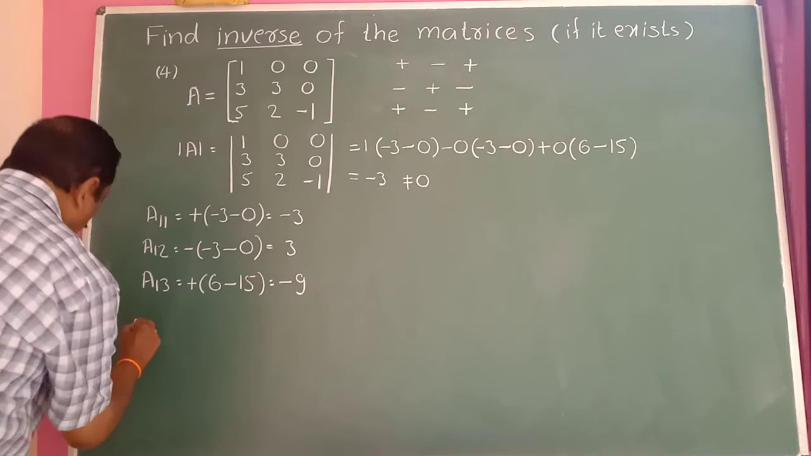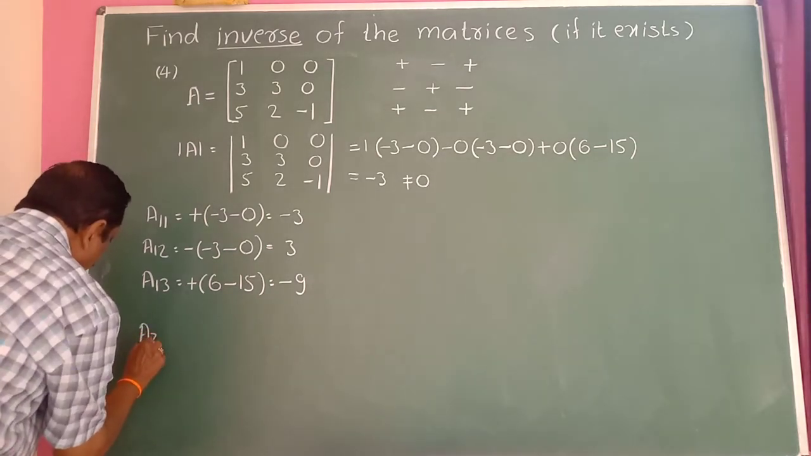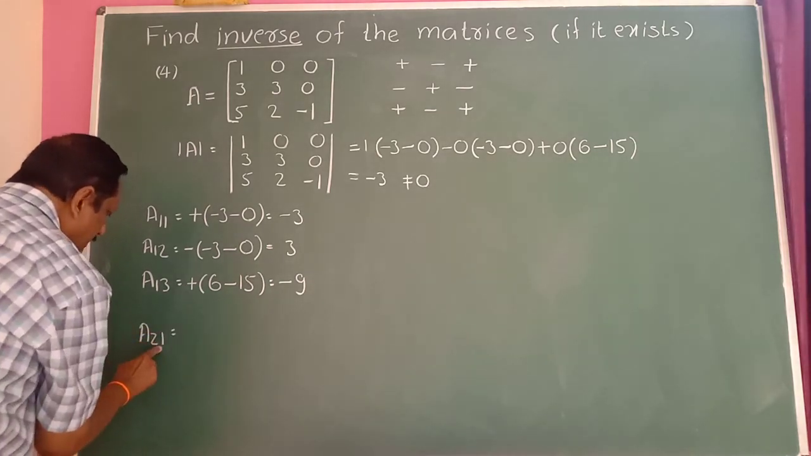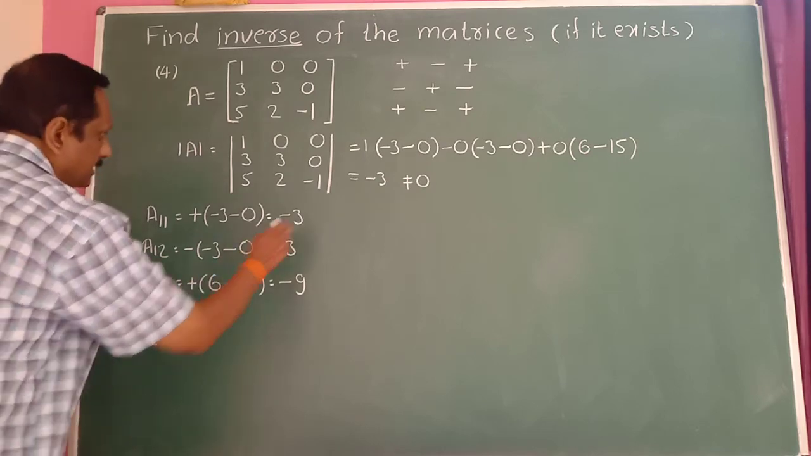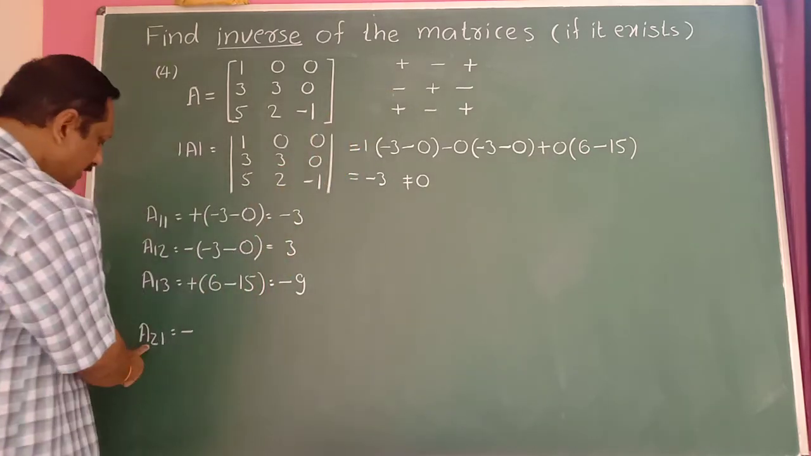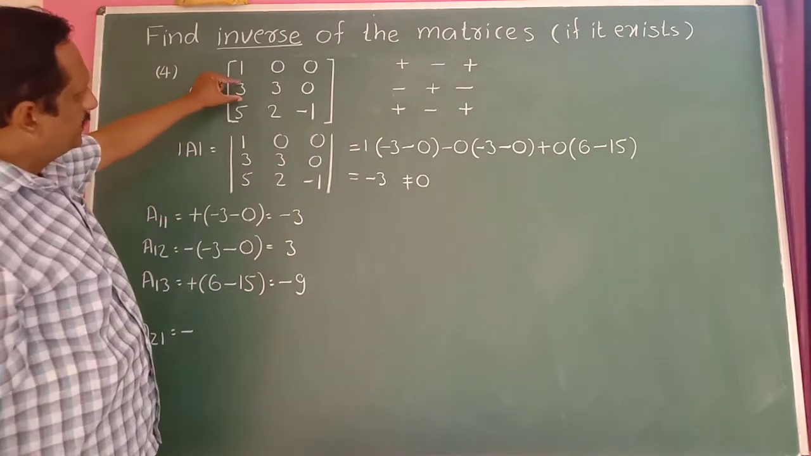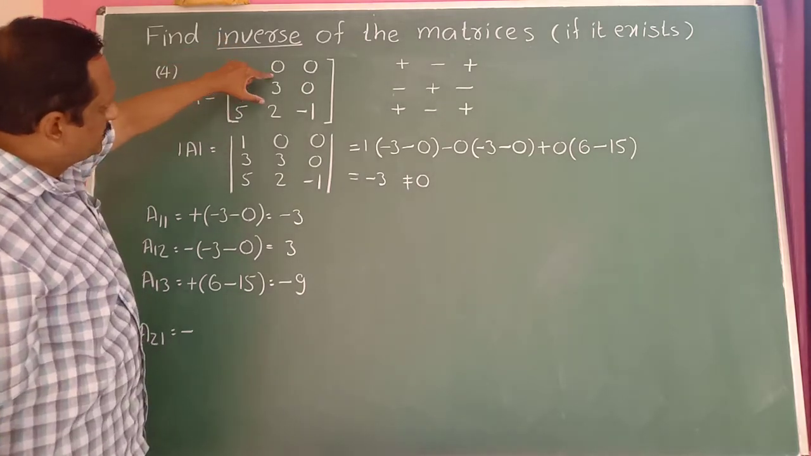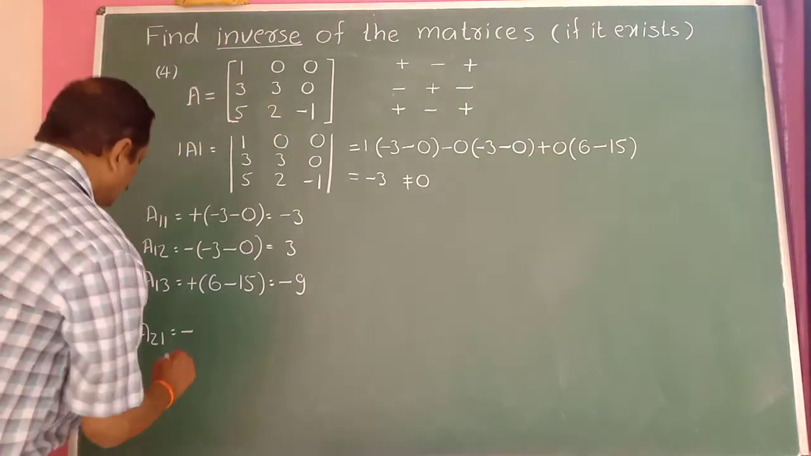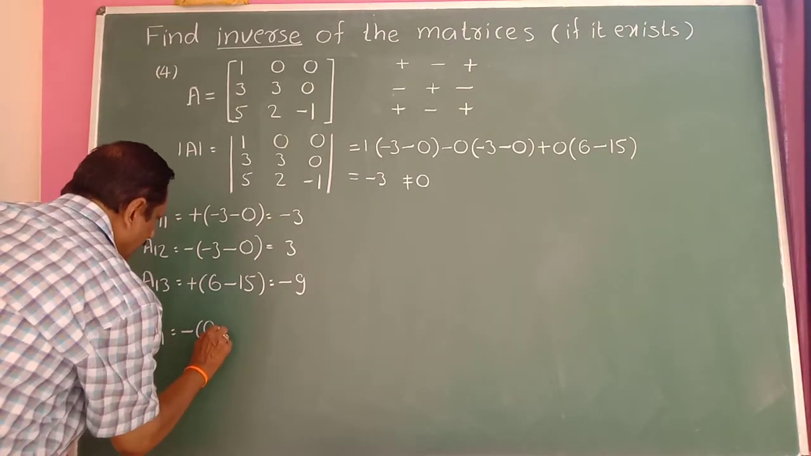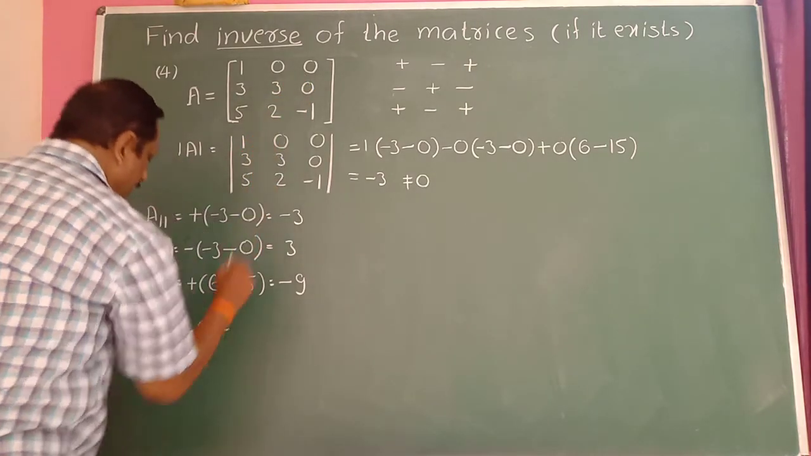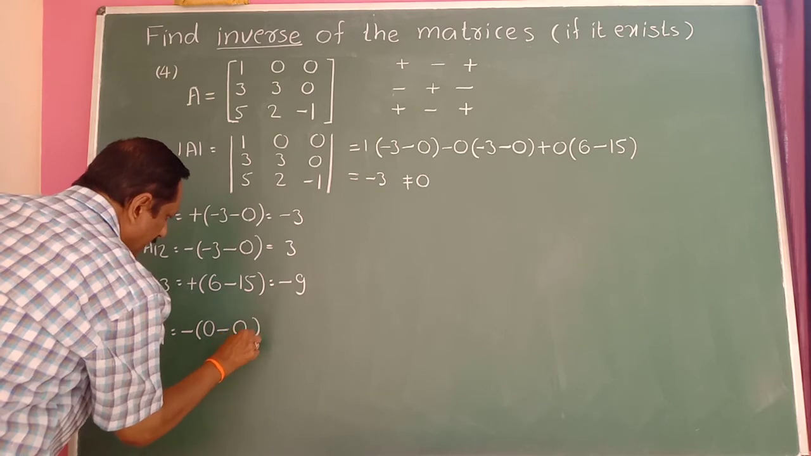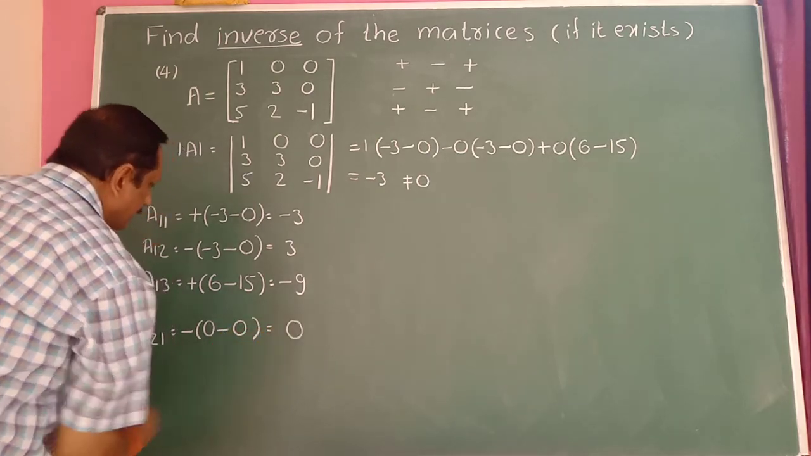Next A21. A21 is equal to 2 plus 1, 3, an odd number, take care minus sign. Means this minus sign here. Deleting second row, first column. Deleting this second row and first column here. 0 into minus 1 is 0. So right here 0 minus 2 into 0 becomes 0. Therefore this is equal to 0.